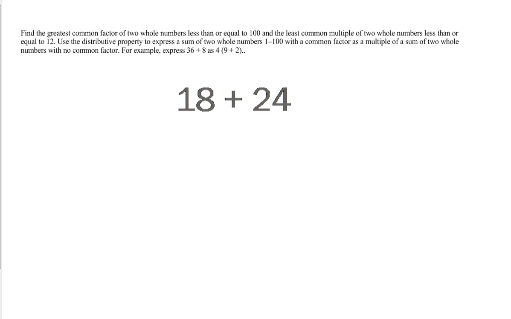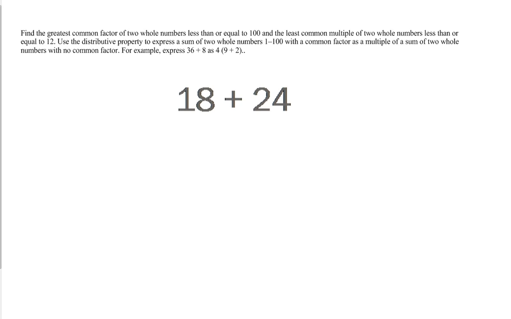As part of the Common Core standards, the students will need to be finding the sum of two numbers by using the greatest common factor. So I've been using the directions of rewrite the sum using the distributive property and the greatest common factor.